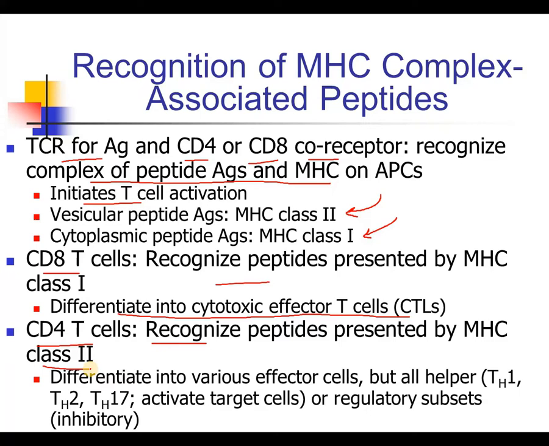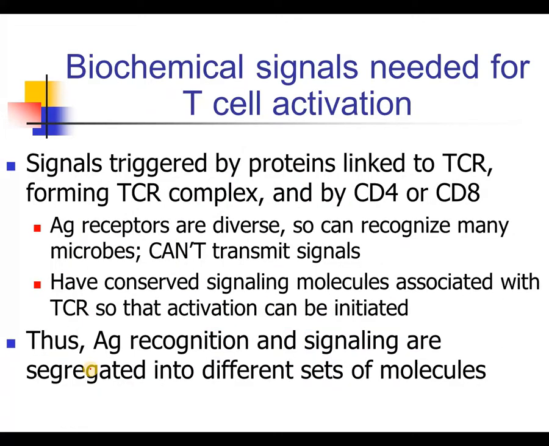And then they have different subtype names like TH1, TH2, TH17, and we'll talk about those when we talk about the effects of the particular subtypes of CD4 positive T helper cells. But that won't be today.